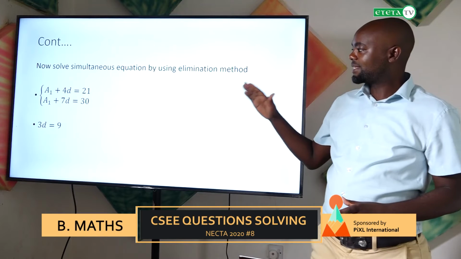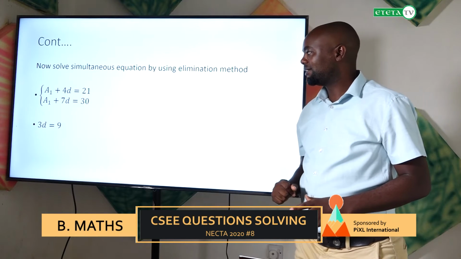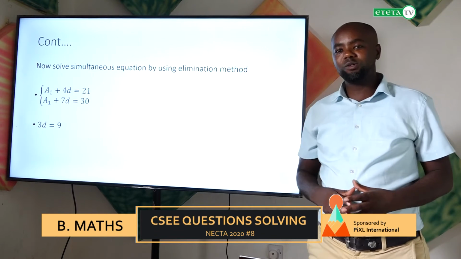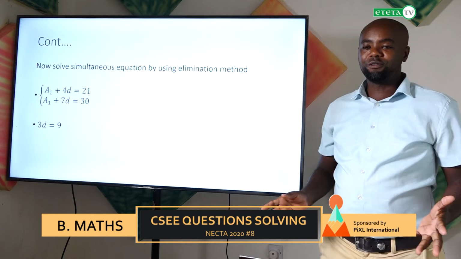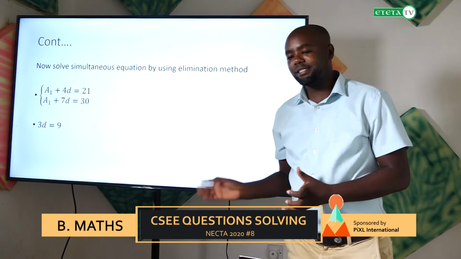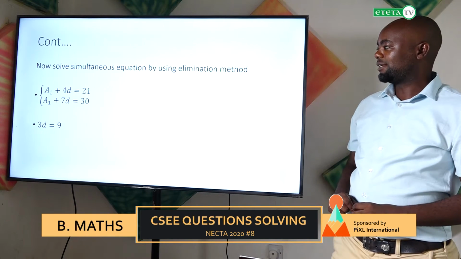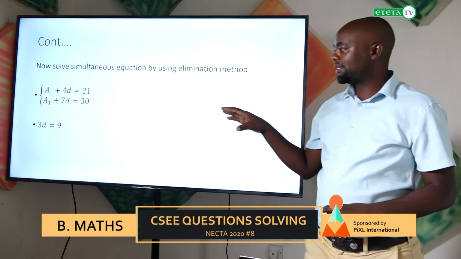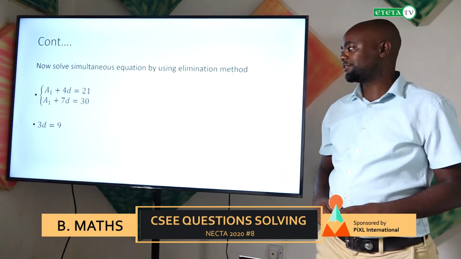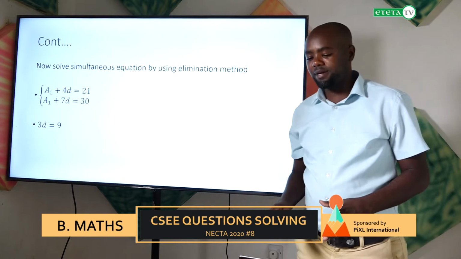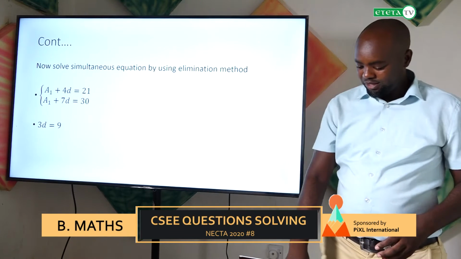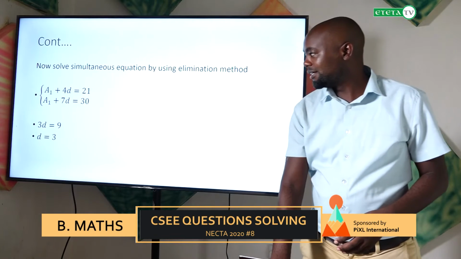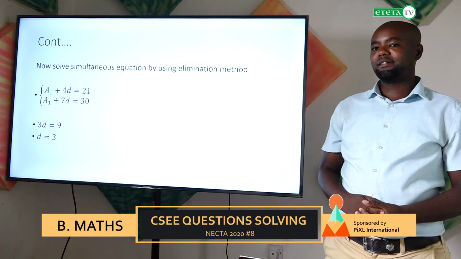So here you have 30 minus 21. 30 minus 21 is equal to 9. Therefore, you have 3D is equal to 9. Our intention is to find the value of D, which is the common difference. So when you divide throughout by 3, you get D is equal to 3.